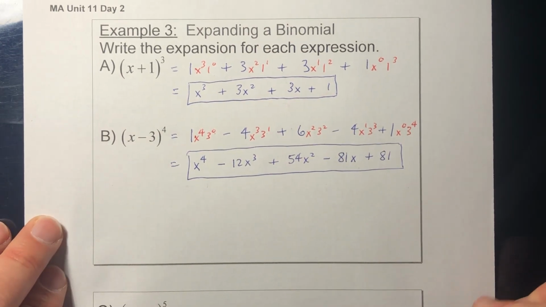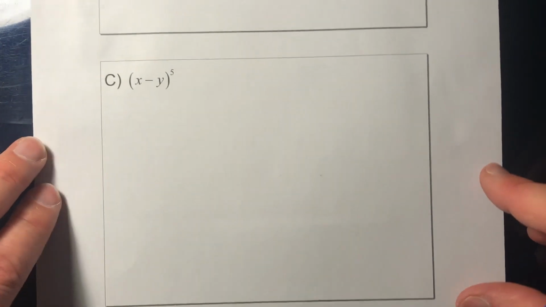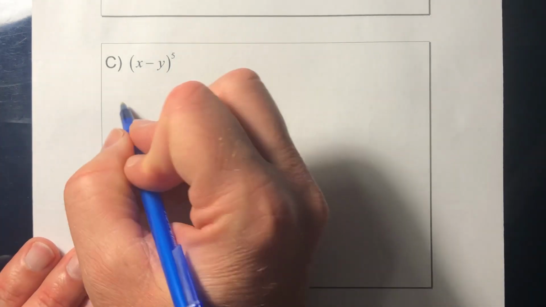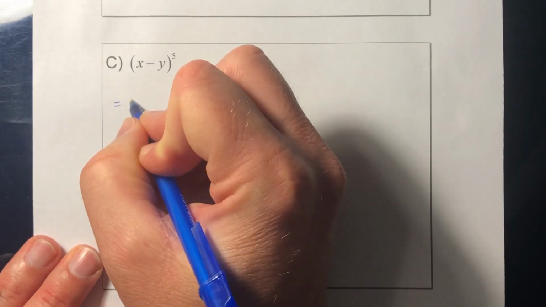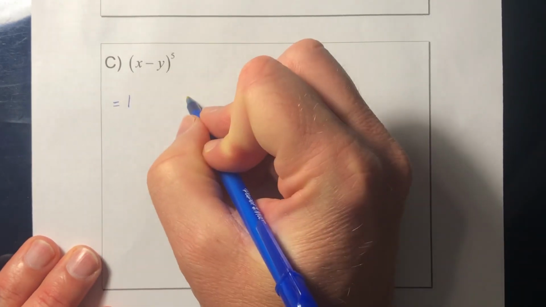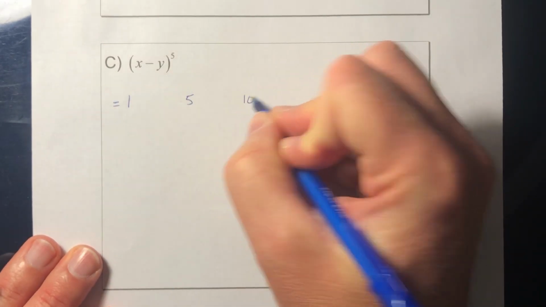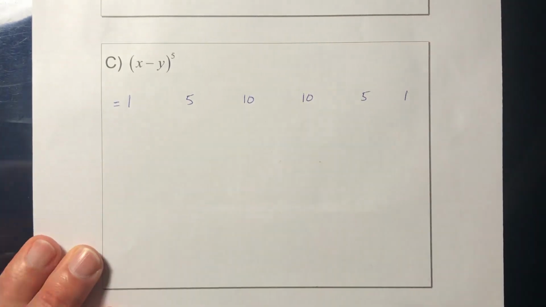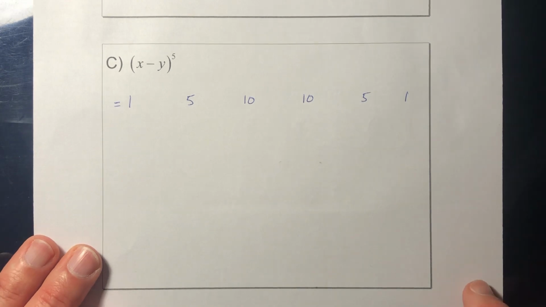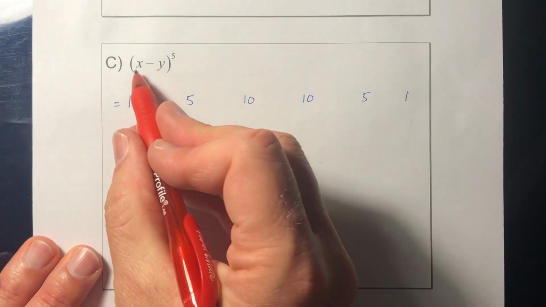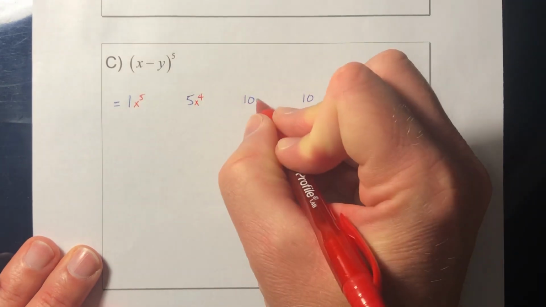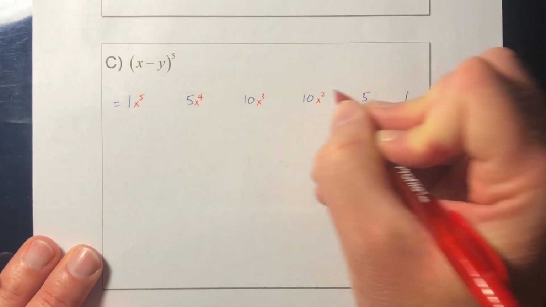Okay. All right, one last one, letter C. This one gets a little bigger. So I'm going to start down here, row 5. So 1, 5, 10, 10, 5, 1. So those are the key numbers from Pascal's triangle. We got x to the 5th to start. Go in descending order. So remember this process.